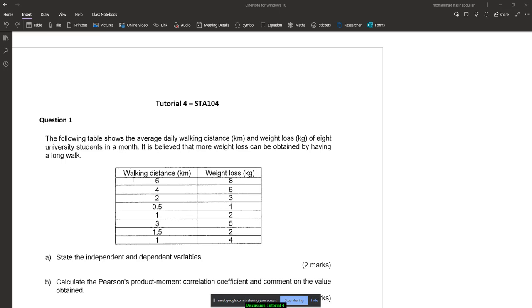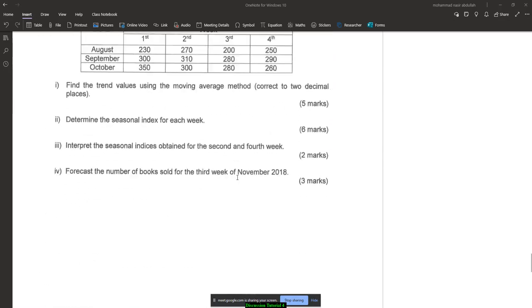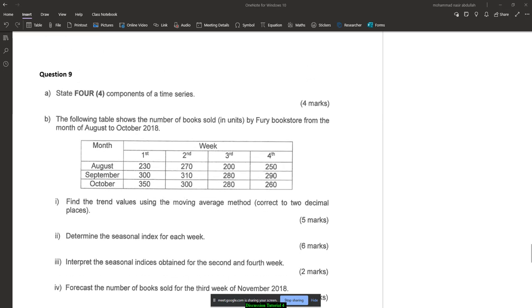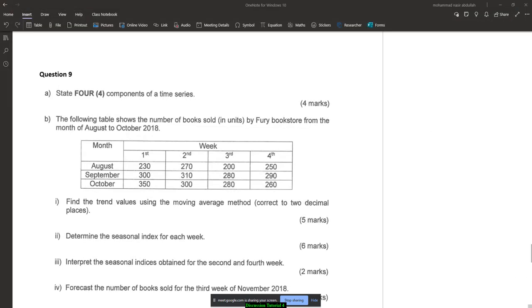So I have a question for question 9. Question 9. Okay. Let's move to question number 9. This one, right? Okay, question number 9. Apa soalannya?